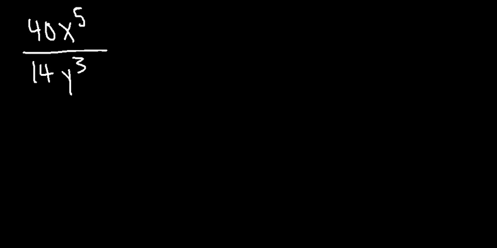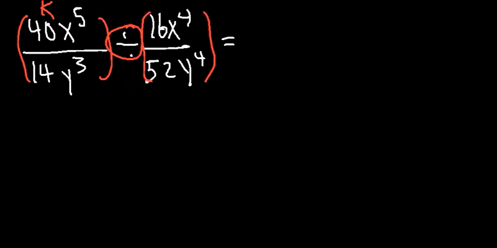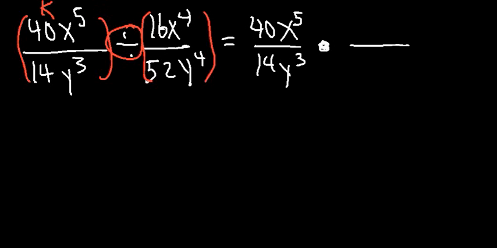So now let's focus on dividing rational expressions. So let's say if we have 40x to the 5th power divided by 14y to the 3rd. And we're going to divide that fraction by 16x to the 4th over 52y to the 4th. So perhaps you heard of the expression keep, change, flip. We're going to keep the first fraction, we're going to change division to multiplication, and we're going to flip the second fraction. So let me just rewrite it: 40x to the 5th over 14y to the 3rd, keep the first fraction, change division to multiplication, and flip the second one.